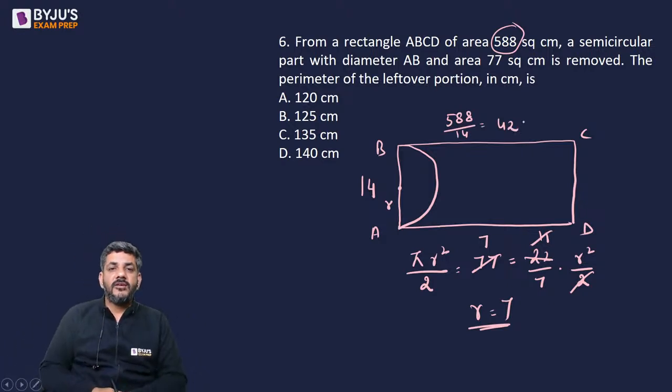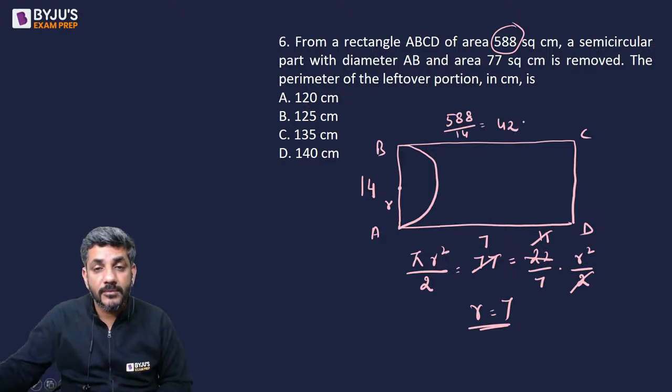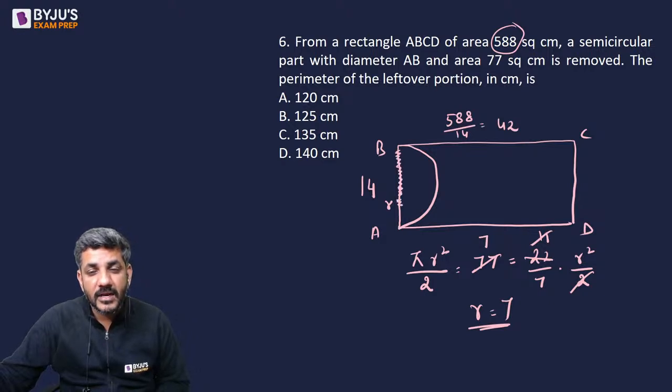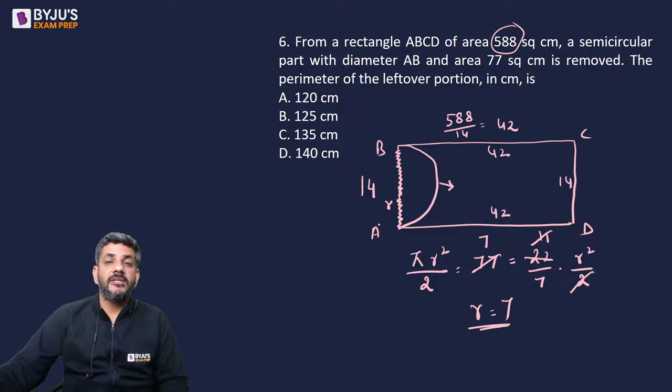What is the question asking you? The perimeter of the leftover portion. So now because this has been taken out, ये तो आपका square वो बना के उसने निकाल दिया है. So perimeter of the leftover portion, it is 42 plus 14 plus 42 plus the circumference of this semicircle.